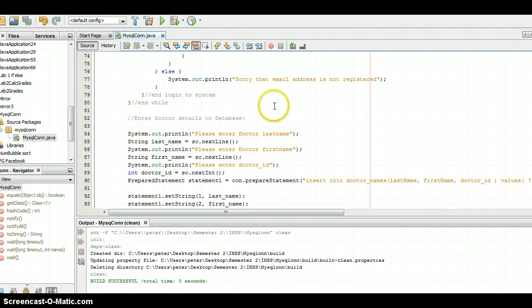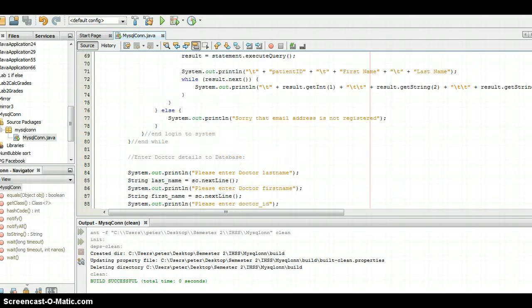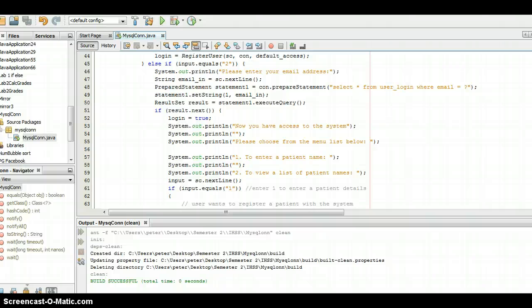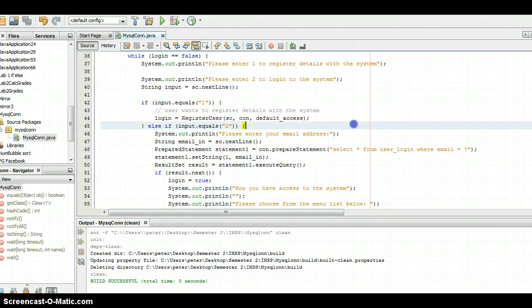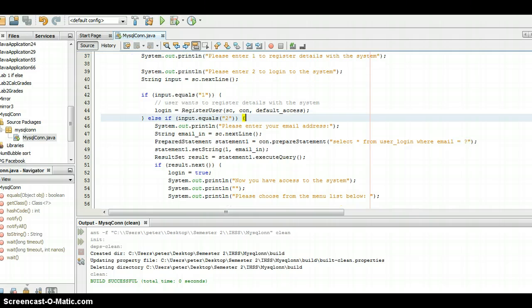So what you'll be asked is to register. Your email address is not registered, so what we have to do is register into the system. So we have a number of print line statements. Please enter the doctor's last name. Sorry, this is the wrong one. I'm going to a wrong table here. Back up here, you're asked to put in their name and the login details. Then you're given access to the system.